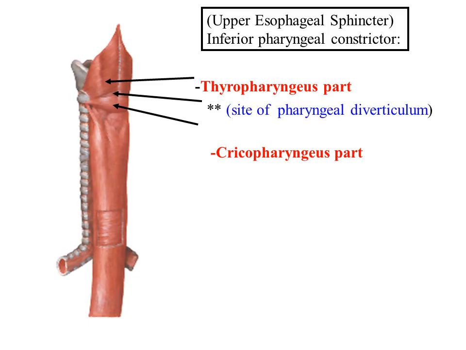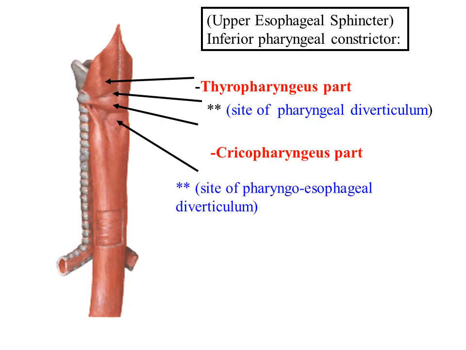It has two parts, the thyropharyngeus part and the cricopharyngeus part. Between the thyropharyngeus and cricopharyngeus muscle groups, we can find the most important clinical correlation here, the pharyngeal diverticulum. And beneath the cricopharyngeus, we also can find the pharyngoesophageal diverticulum at this side.